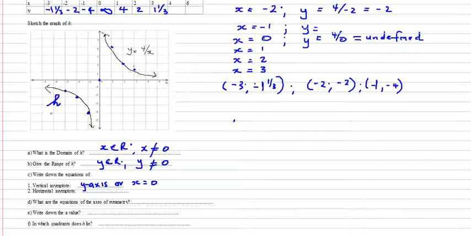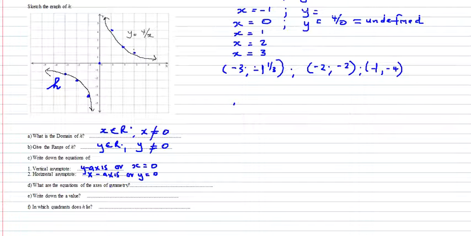Now we want to find our horizontal asymptote. If we look at our graph, we can see that the function comes close to the x-axis, which is the horizontal asymptote for this function. So our horizontal asymptote is the x-axis, or the equation is y equal to 0. So we have the vertical asymptote, we have the horizontal asymptote to the function y equal to 4 over x.